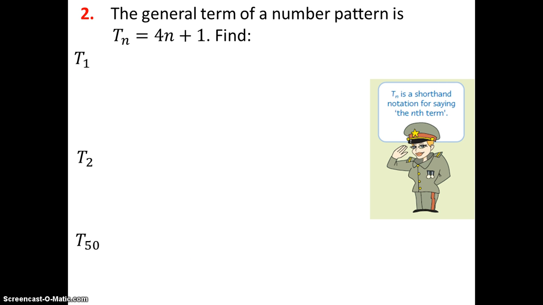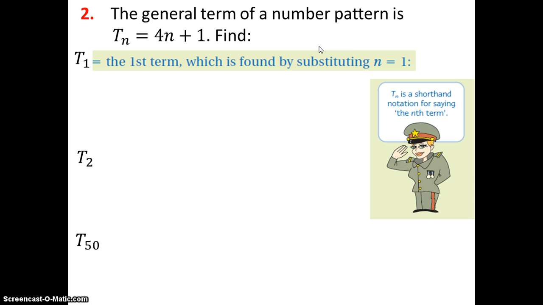So another way, if you don't use table of values, another way of expressing our linear equations could be using this. So the Tn. This is shorthand notation for saying the nth term. So when I'm saying term 1, it would be like having a 1 in the top line of my table of values. So I'd substitute in 1. So here's my formula, or my equation. Tn equals 4n plus 1.